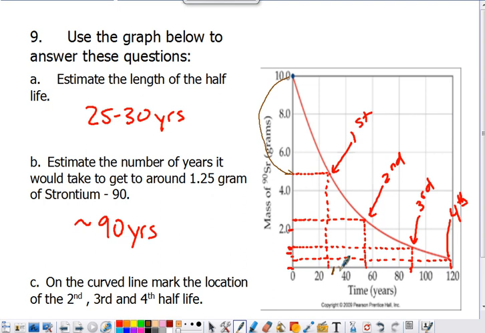I said between 25 and 30. Do you agree with that estimate? It's not perfect. Can't do much better with the way this graph is written.